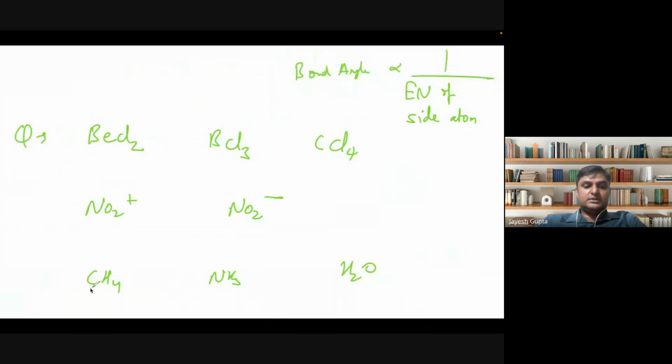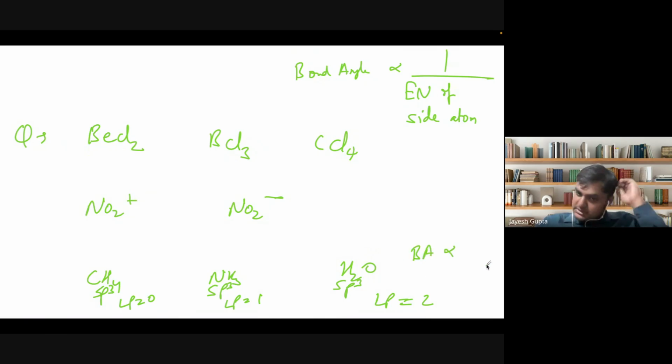First you have to do hybridization: sp3, sp3, sp3. Then you move to the second point, lone pairs. Here the lone pair is 0, here it is 1, here it is 2. I told that bond angle is inversely proportional to the number of lone pairs on the central atom. So if lone pairs increase, bond angle will decrease. That's why it decreases like this.